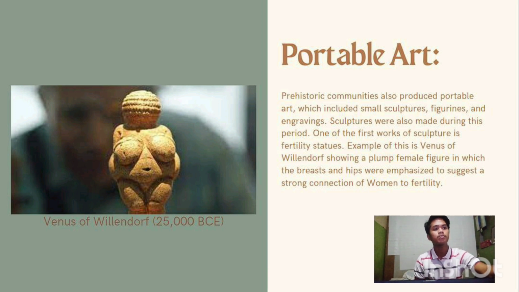Prehistoric communities also produced portable art, including small sculptures, figurines, and engravings. Sculptures were also made during this period. One of the first works of sculpture is fertility statues. An example of this is the Venus of Willendorf. We can see the Venus of Willendorf showing a plump female figure in which the breasts and hips were emphasized to suggest a strong connection to women's fertility. So we have a photo of the Venus of Willendorf.